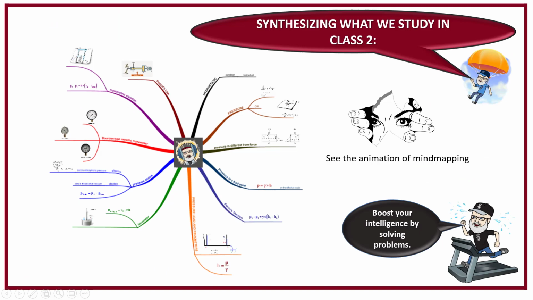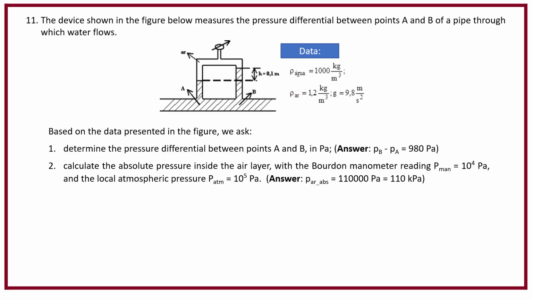Boost your intelligence by solving problems. 11. The device shown in the figure below measures the pressure differential between points A and B of a pipe through which water flows. Based on the data presented in the figure, we ask: 1. Determine the pressure differential between points A and B, in Pascal.